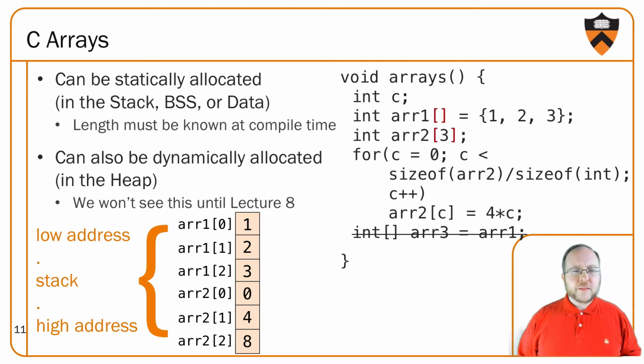So number 1, the brackets moved. Whereas in Java it's customary to put the brackets as part of the type name, in C it's required that the brackets go after the variable name.